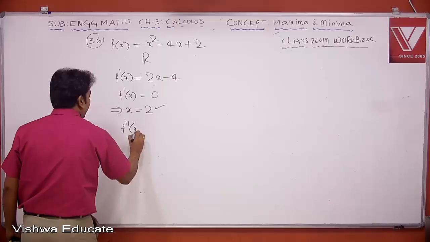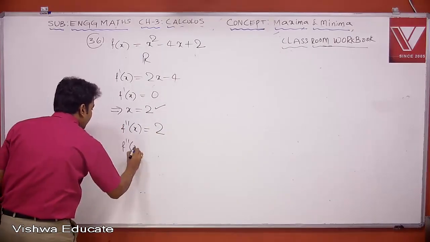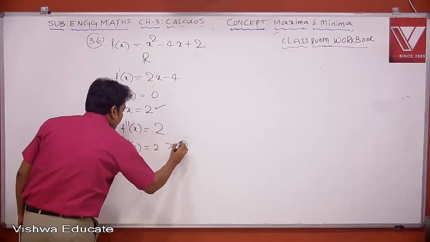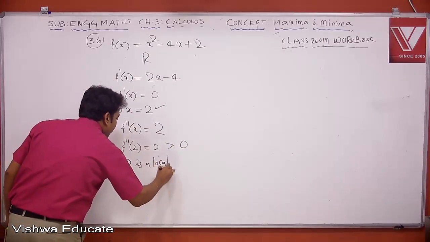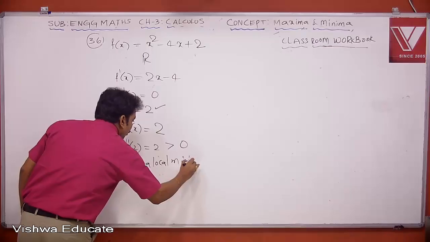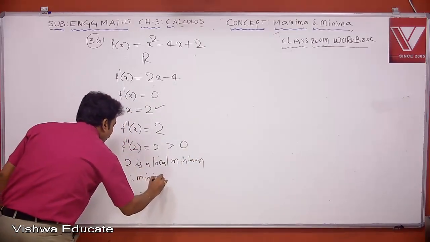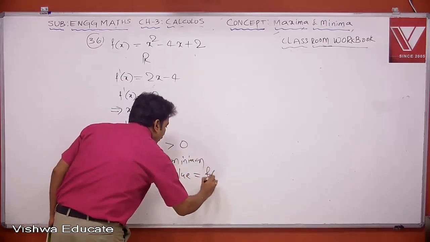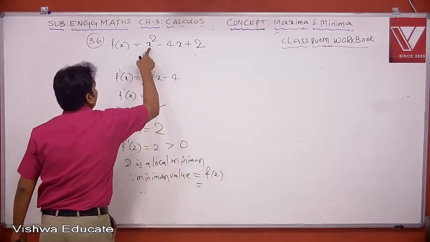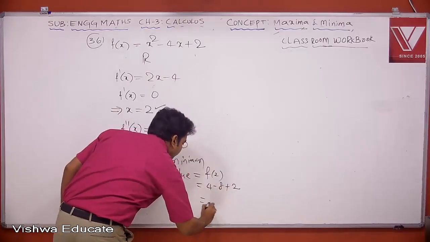Now find the second derivative, f double dash of x is 2. Replace x by the stationary point, it is 2, positive. So therefore this 2 is a local minimum. Therefore minimum value equal to f of 2. Replace x by 2. So 4 minus 8 plus 2, this is minus 2.